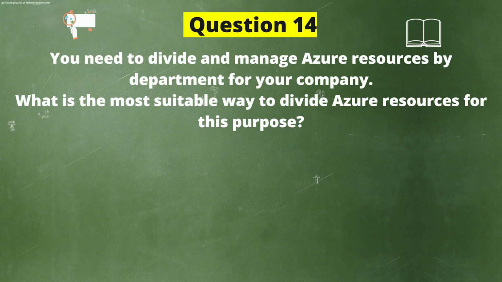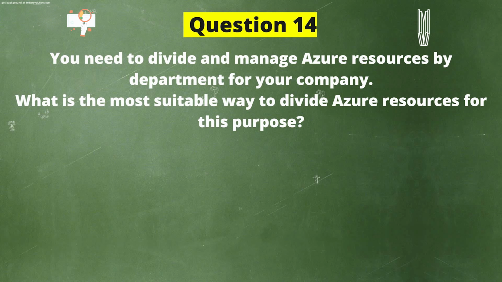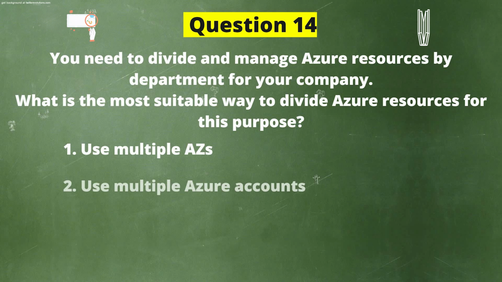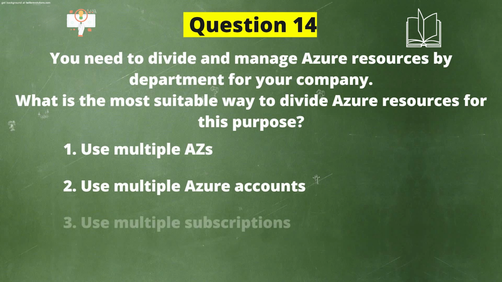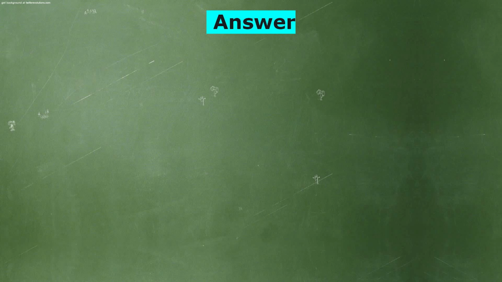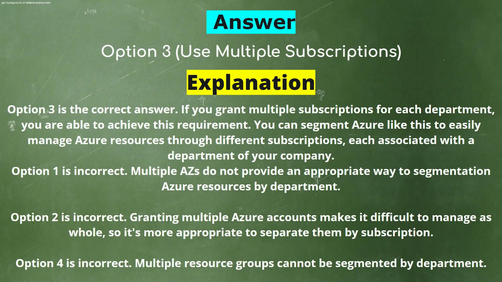Next question. You need to divide and manage Azure resources by department for your company. What is the most suitable way to divide Azure resources for this purpose? And the options are 1. Use multiple AZs 2. Use multiple Azure accounts 3. Use multiple subscriptions 4. Use multiple resource groups. And the correct answer is option 3. Use multiple subscriptions. Explanation. Option 3 is the correct answer.